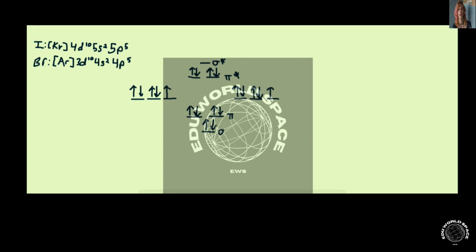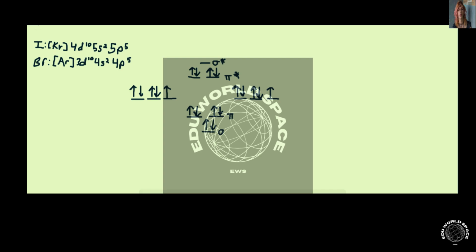So part B: what's the bond order of the IBr molecule? You can see that here. We have our non-bonding orbitals, which are here and here, and then we have our bonding and anti-bonding orbitals. So we fill our electrons in our sigma and both our pi orbitals, and then we fill up both of the anti-pi orbitals.